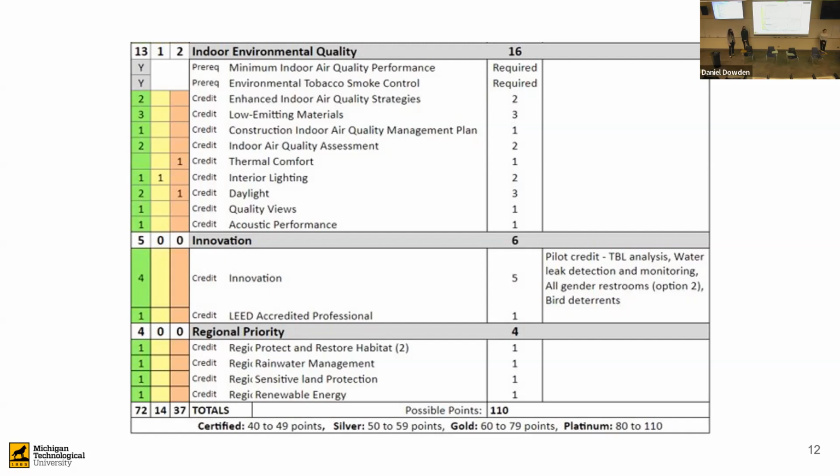And we thought that this was a great starting point because if there's any discrepancies in the construction phases, it's a large enough range that if some of the points weren't able to be allocated anymore, we could still stay in the gold range.